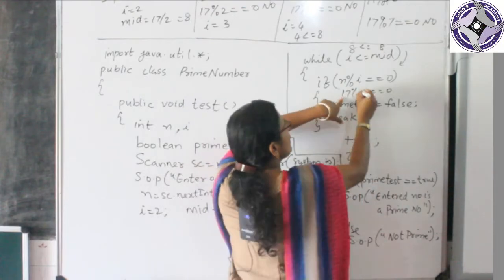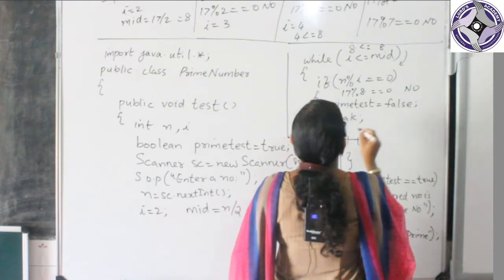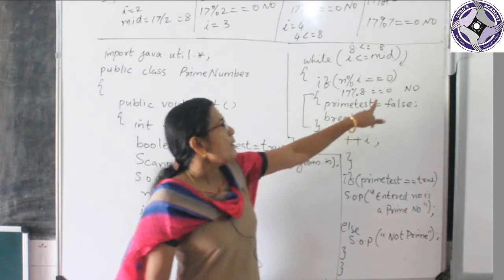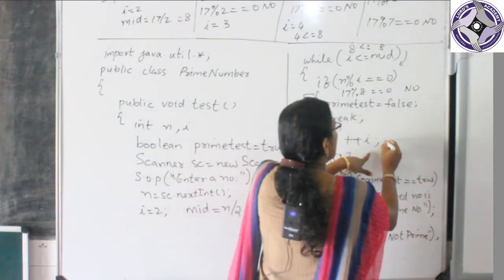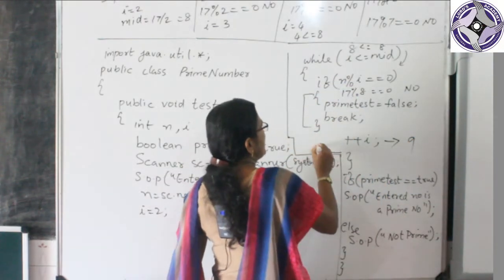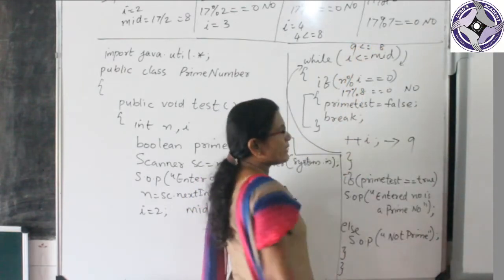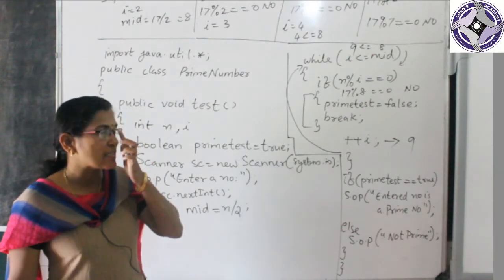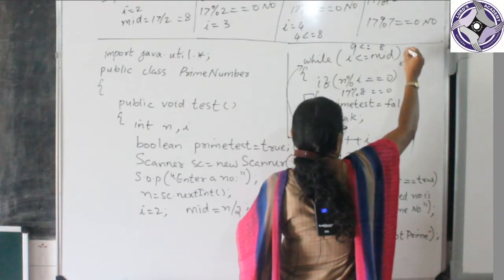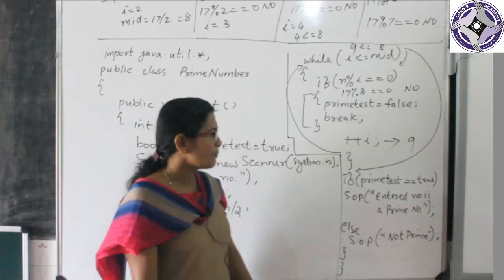So 17 modulus 8 equal to 0? No. So this part is not getting executed. Plus plus I. Value of I becomes 9. Now control goes to the beginning of the looping structure. Here 9 less than or equal to 8? 9 is not less than or equal to 8. So control comes out of the loop to the following statement.